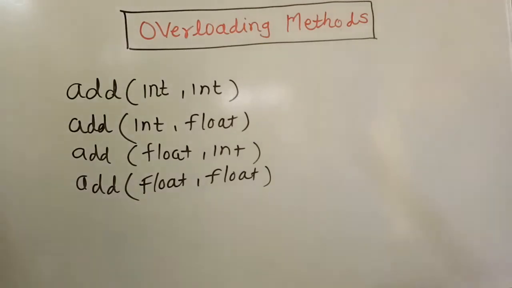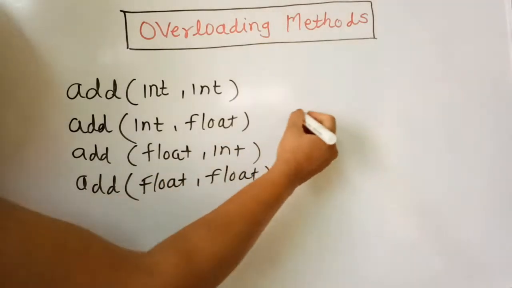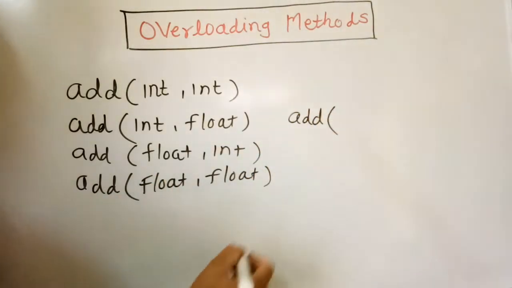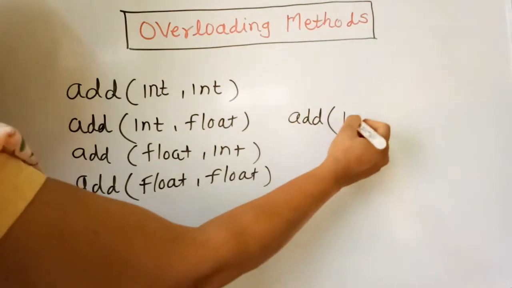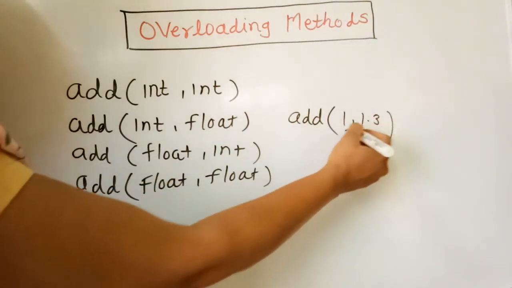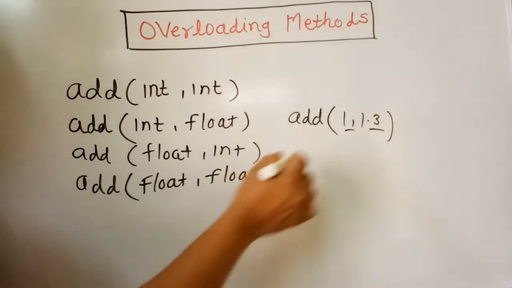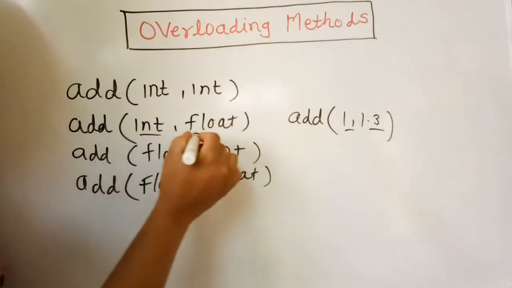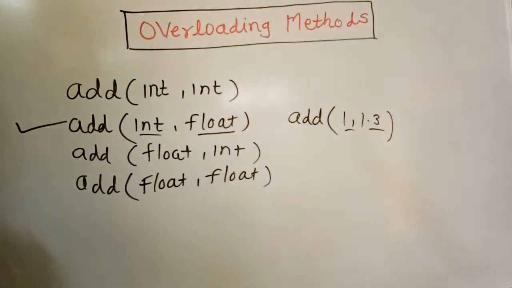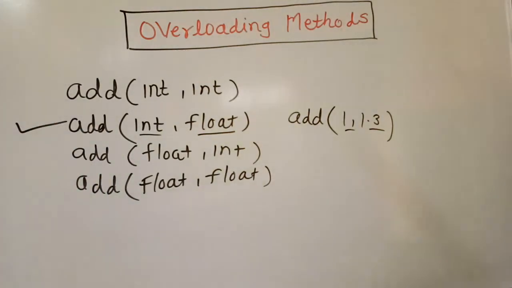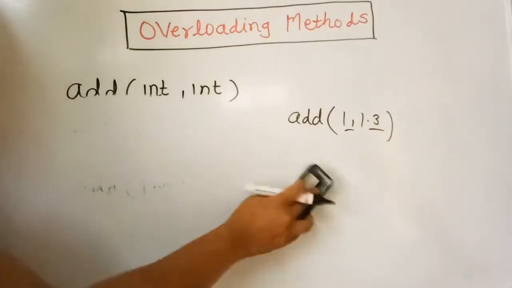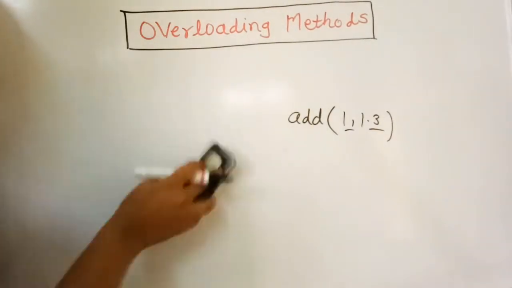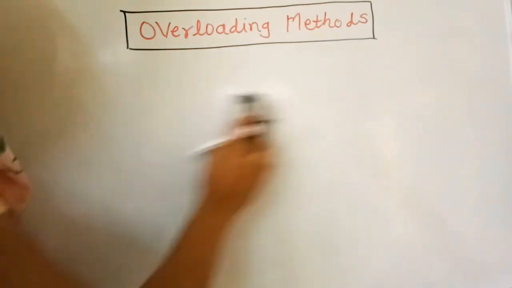This depends on the type of the parameters. Suppose the user has called the method like add 1, 1.3. It will identify the types of parameters: first is an integer, second is a float. Then it will match with this method. So the definition described in this method is executed, and similarly for the remaining ones.